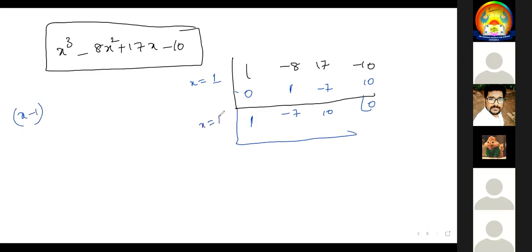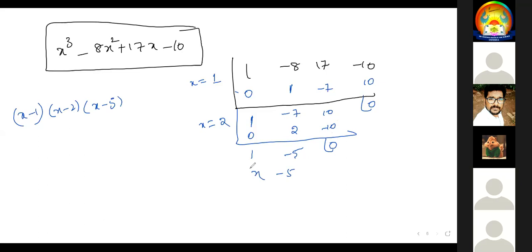And now x equal to 1 again. 0, 1. 1 ones are 1. Minus 6 came. Minus 6 ones are minus 6. This is not 0, so you have to erase it. Now check with 2. When I'm checking with 2, 1. 1 2s are 2. Minus 5, minus 10. Yes, 0 we got. X minus 2, and the last one is x minus 5.